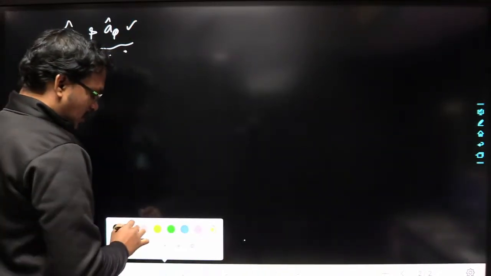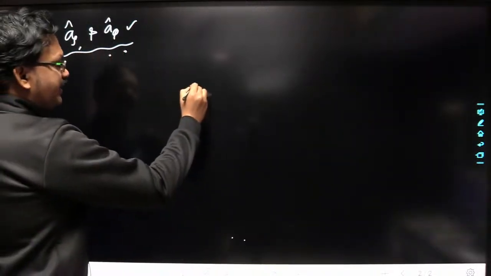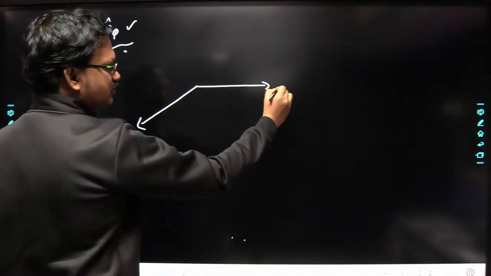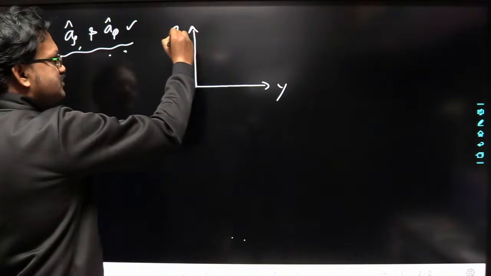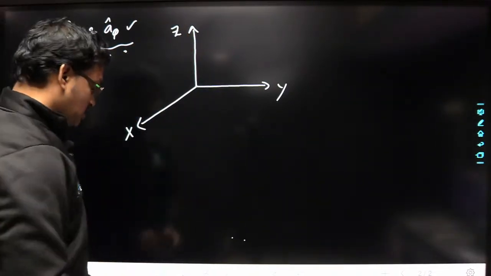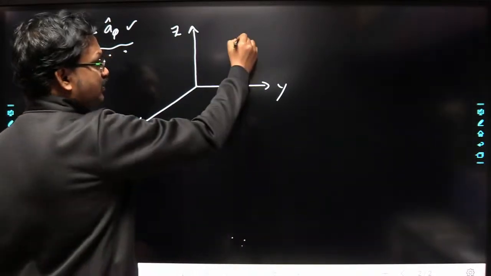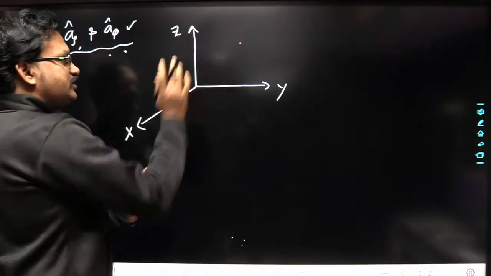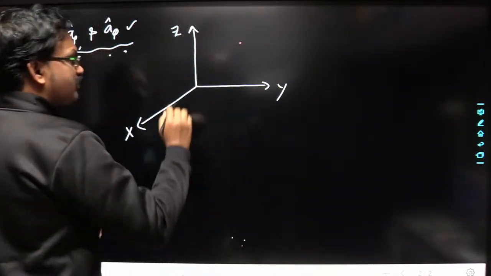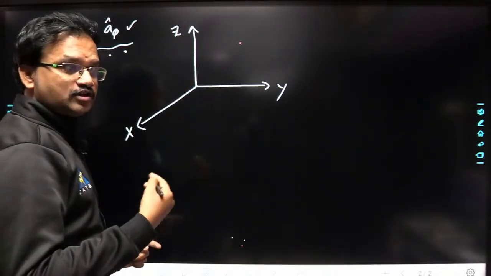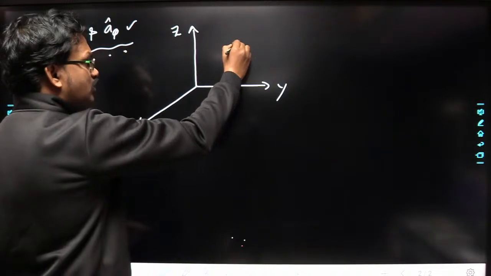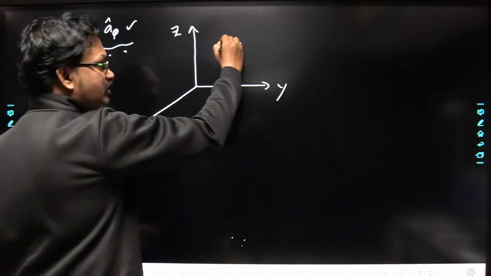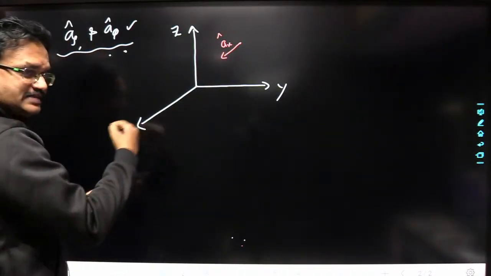See here. Now if I consider the rectangular coordinate system, this is x axis, this is y axis, and this is z axis. If I represent some point in some 3-dimensional space, from this point, what is the direction of Ax cap? The direction of Ax cap will always be parallel to x axis. Yes or no? So Ax cap will always point parallel to x axis direction.